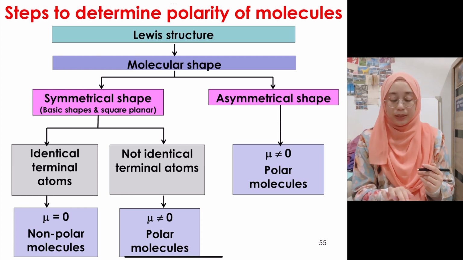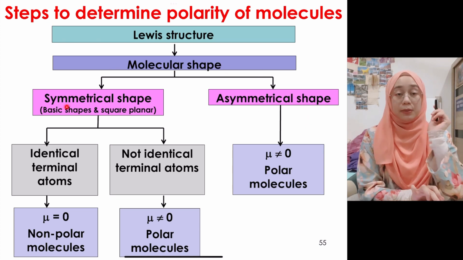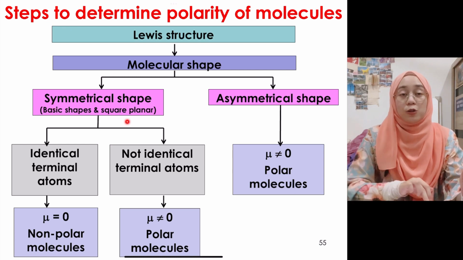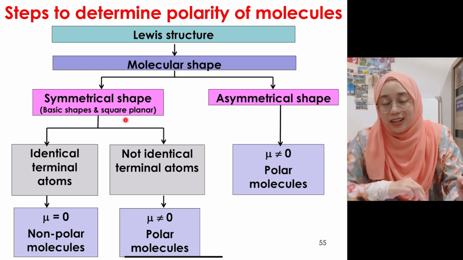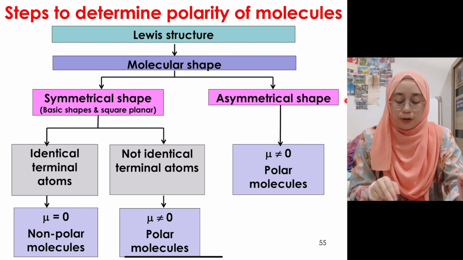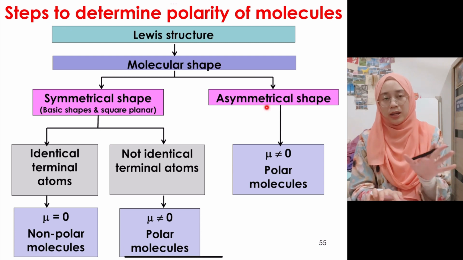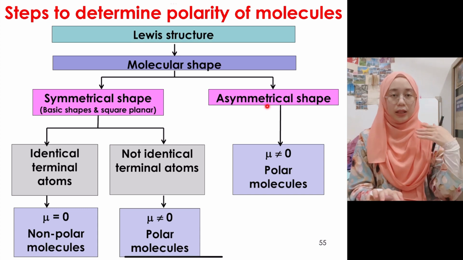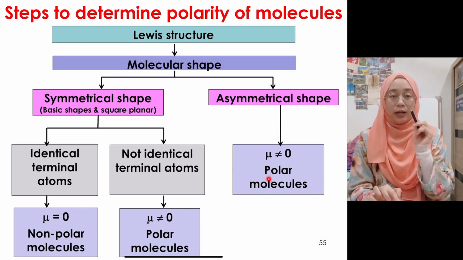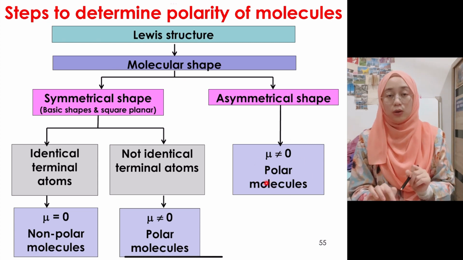So asymmetrical shape, as Miss said just now, is everything that has a lone pair, except that we look at symmetrical shapes. Symmetrical shapes are all the basic shapes and also square planar. Square planar is the only shape that has lone pairs, but it is considered symmetrical. Okay, other than square planar, everything falls under asymmetrical shape. So if it is an asymmetrical shape, it's simple. Immediately once you see it is an asymmetrical shape, whether the terminal atoms are the same or different, we can conclude that the dipole moment cannot cancel off one another. So the mu does not equal 0, so it will become a polar molecule then.